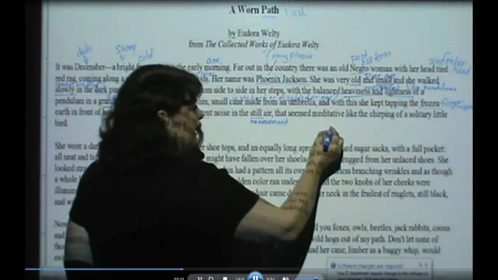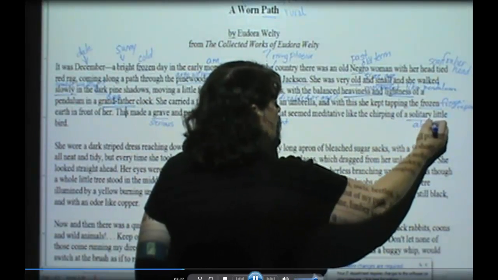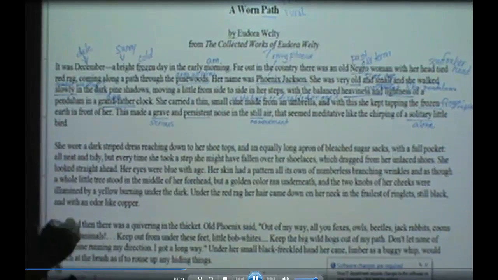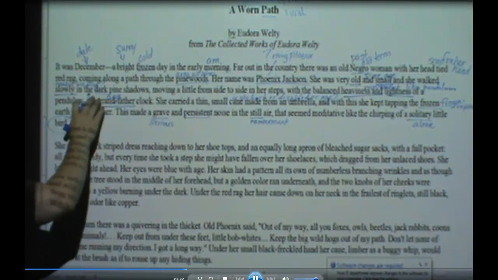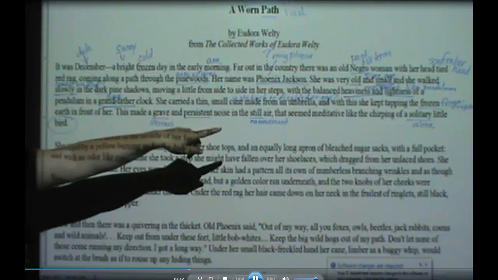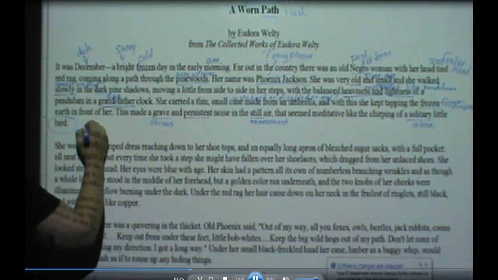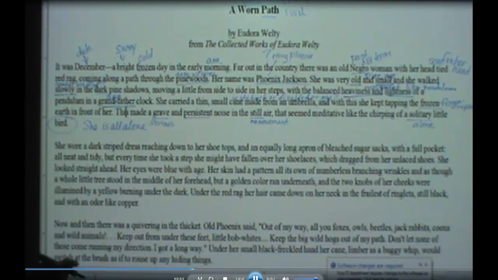that seemed meditative, like the chirping of a solitary. Solitary means alone. Little bird. This is the first image other than the pine woods, and that's dark pine shadows. The bird is the first real living image that we have, but it's a solitary little bird. So we really get the image that Phoenix is all alone. The narrator wants us to feel her aloneness, her solitary isolation.